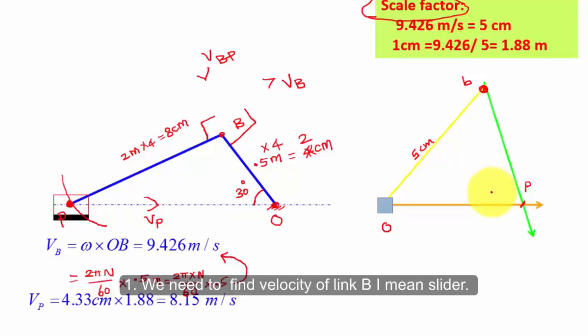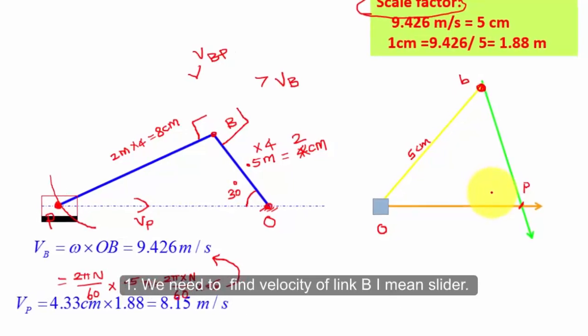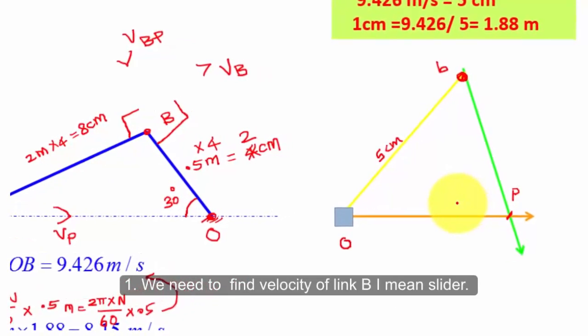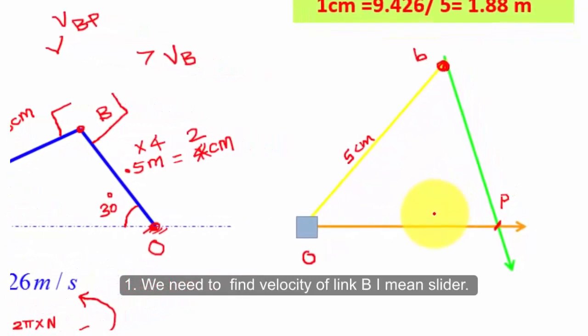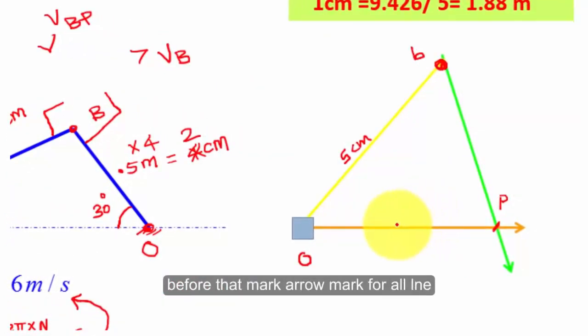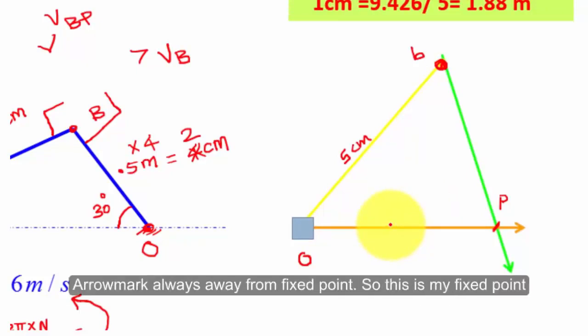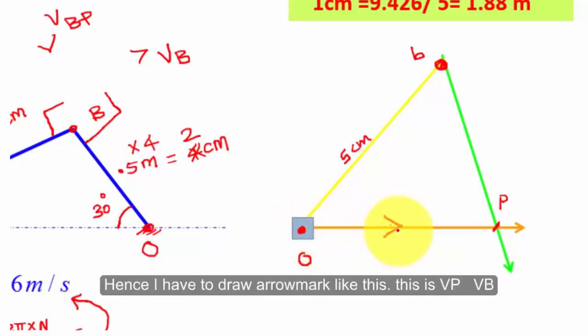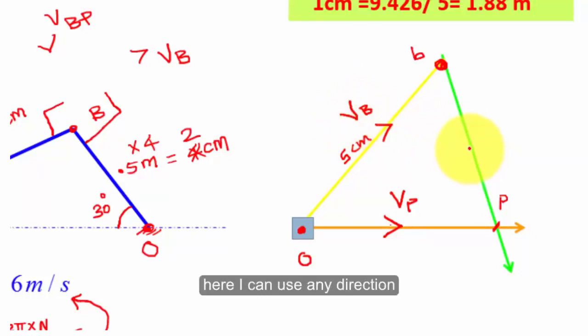Subdivision 1, we need to find the velocity of link B, I mean slider. Before that, mark arrow marks for all lines. Arrow marks are always away from the fixed point. So this is my fixed point, hence I have to draw the arrow mark like this. This is VB. Here I can use any direction, I will use the upward direction.